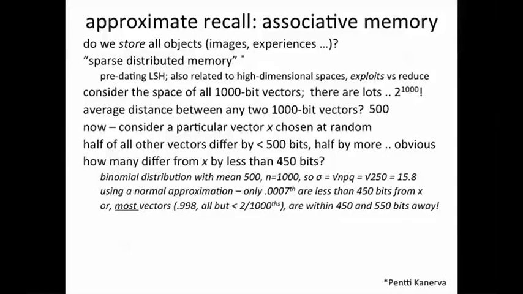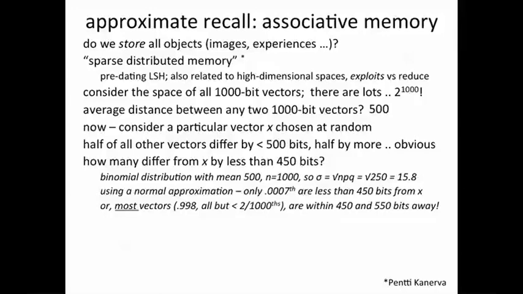Consequently, if we were to find some other vector which is less than 400 or 350 bits away from x, then the chance of that happening purely at random is very small. So if these vectors represent objects, it's highly likely that these two vectors represent the same object.